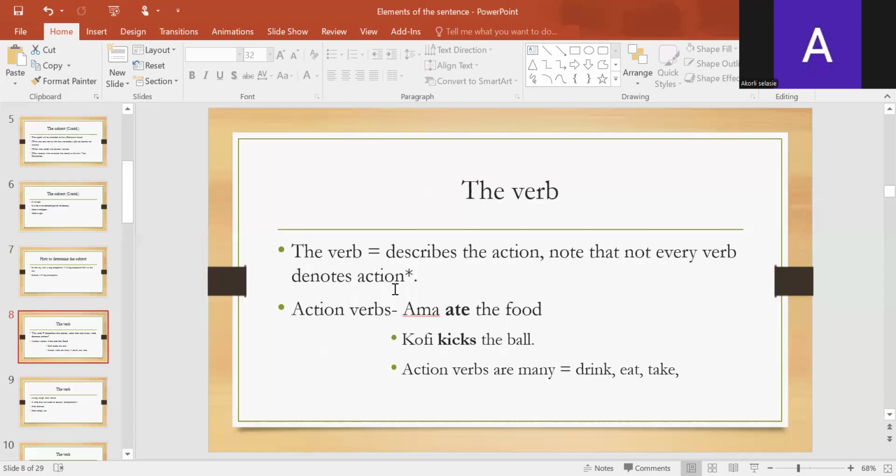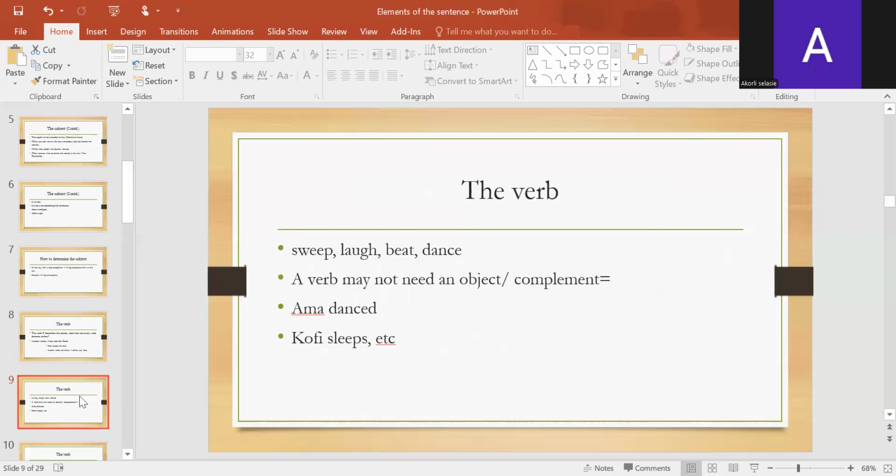Now let's look at the verb. The verb denotes action. But like I said earlier, it is not always the case that a verb will denote action. So we have action verbs, stative verbs, and all that. Amma ate the food. Action verbs are many: think, drink, eat, sweep, laugh, beat, etc.